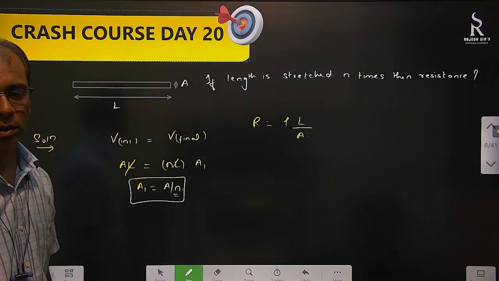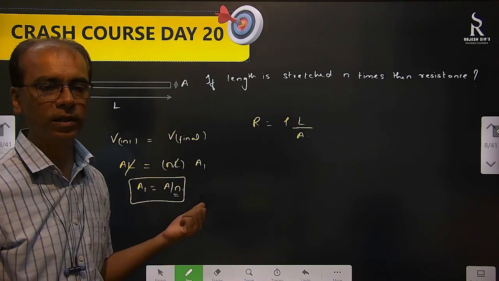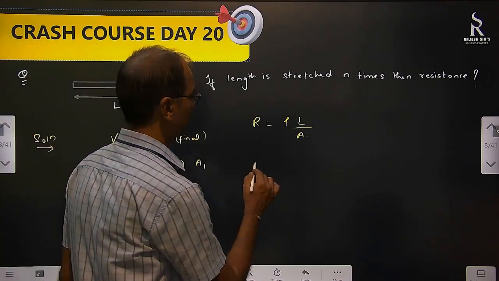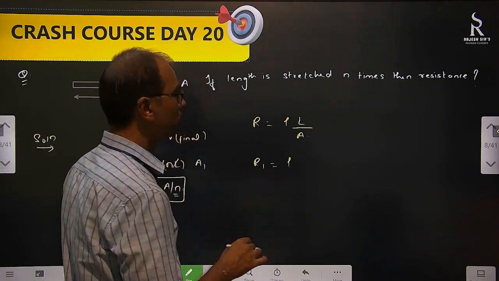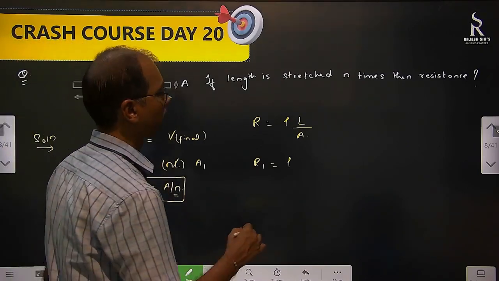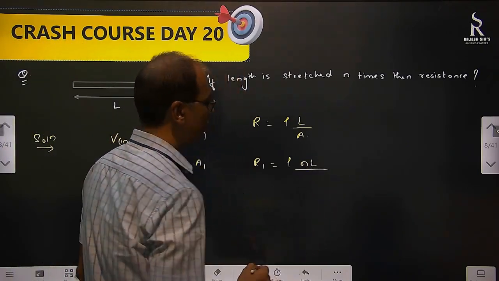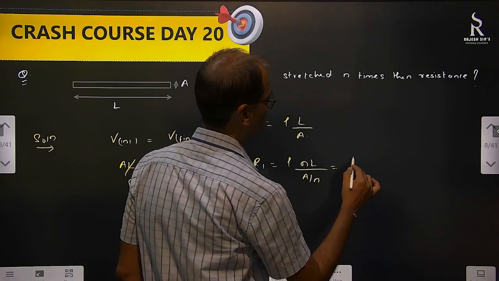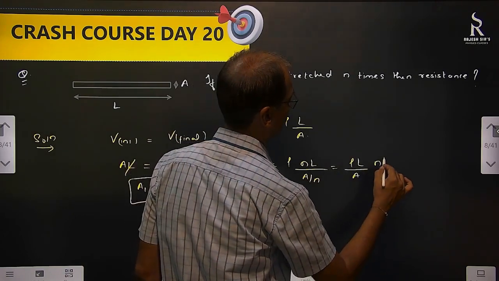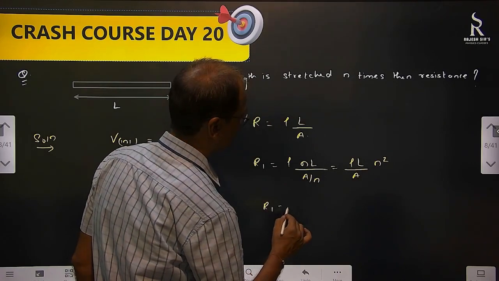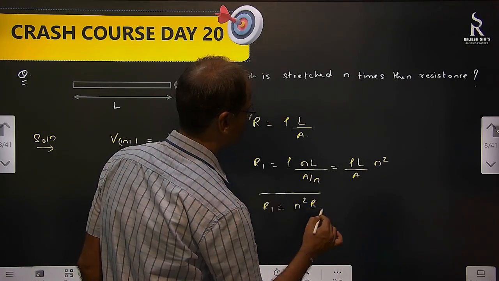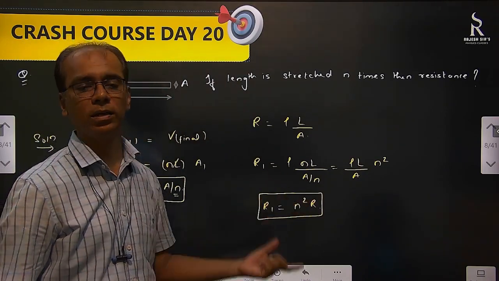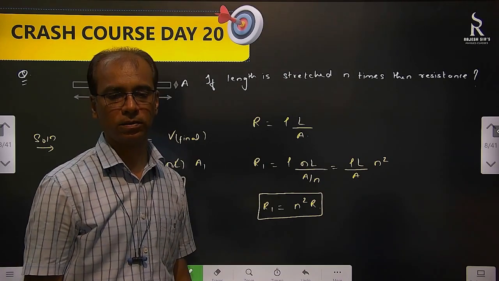Resistivity we assumed is not going to change even if you are changing its length, because that's a property of the medium. So R1 is what now? R1 is rho into new length. What is new length? New length is nL by new area. Now new area means A1. What is that? A by N. So what we are getting? Rho L by A into N square. So that means R1 actually is N square R. So if you are going to increase the length by N times, then the new resistance will be N square times the initial resistance.